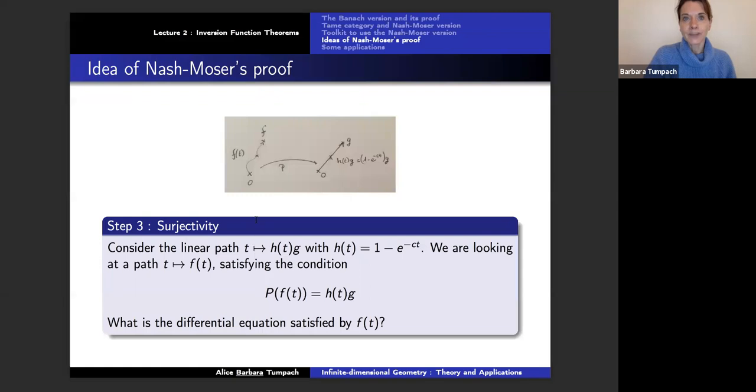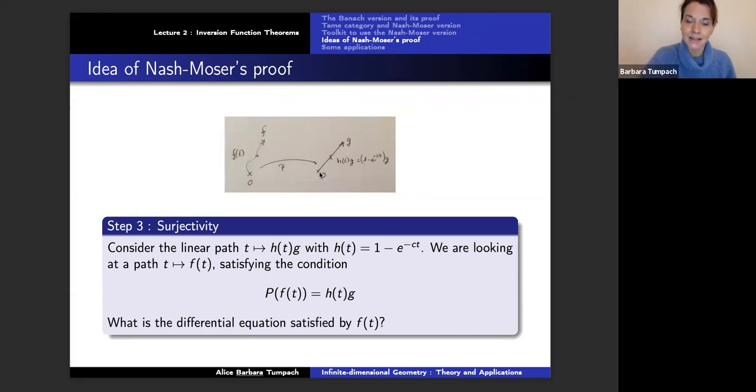So we have normalized a map such that 0 is mapped to 0. Now we want to invert this map P. We want to invert it, so we want to find a preimage of an element G. We want to find a preimage of G. G is fixed.